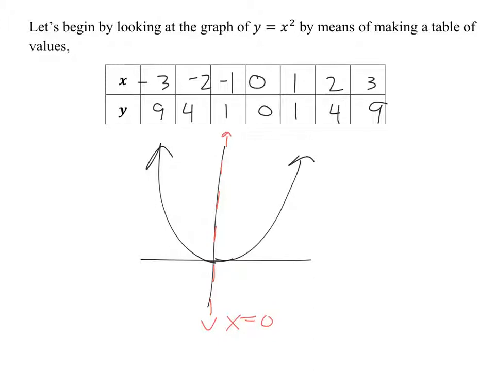isn't x equals 1 out here? And x equals 2 is over here, etc., etc. That's what our vertical lines look like, x equals. So x equals 0 happens to be the axis of symmetry here. Let's keep that in the back of our mind.